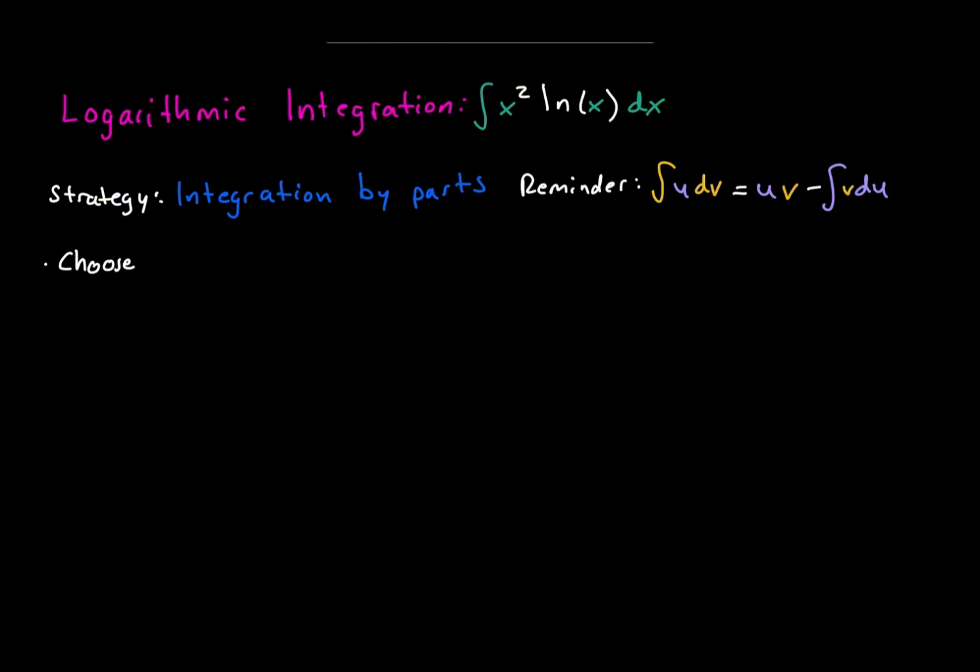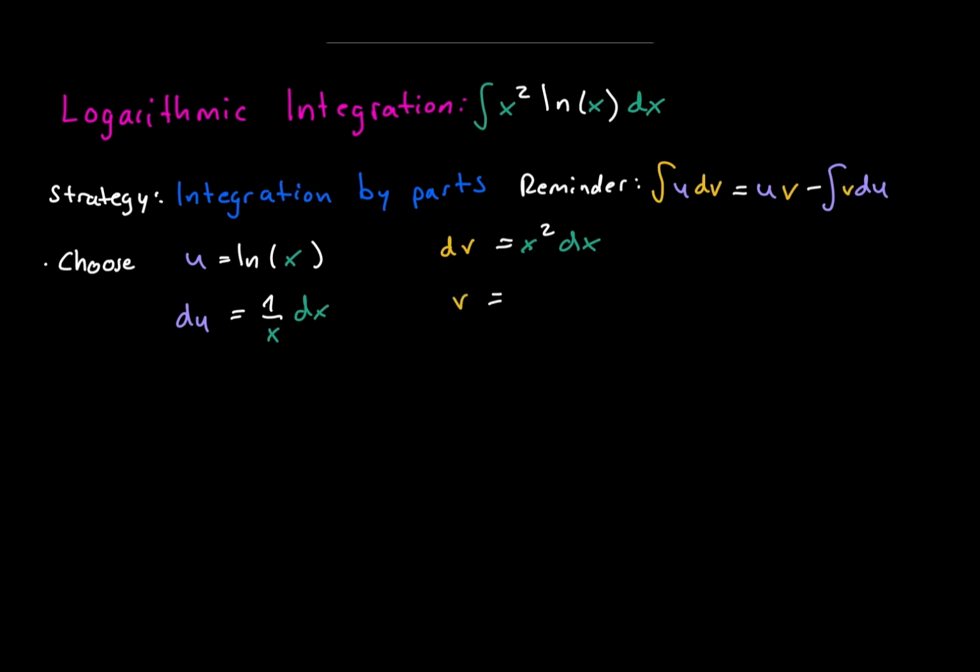So let u equal natural log of x, and let dv equal x squared dx. Now, differentiate u. The derivative of natural log x is 1 over x, so du is 1 over x dx.